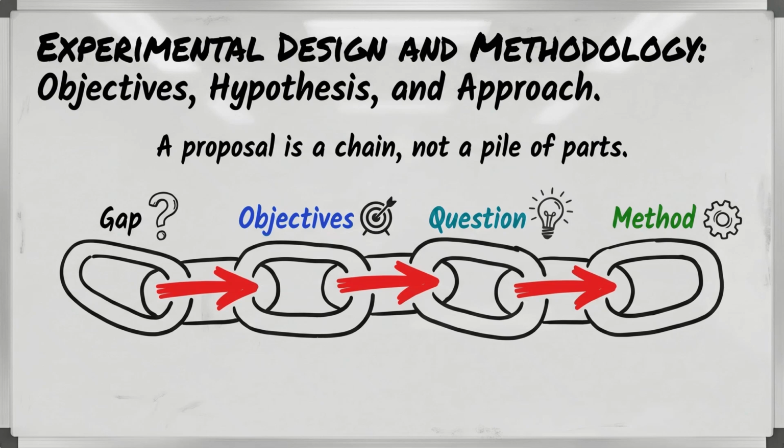Welcome to our deep dive into experimental design and methodology. We're going to build a strong research proposal, piece by piece, just like a chain. This chain starts with finding a gap in what we know, which then leads right into your objectives. We'll see how this structured approach keeps your research focused and truly impactful. Let's jump into that first crucial link, your objectives.